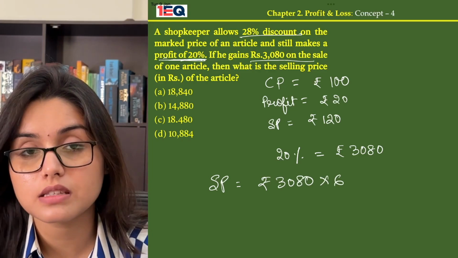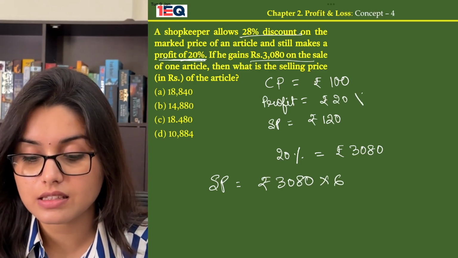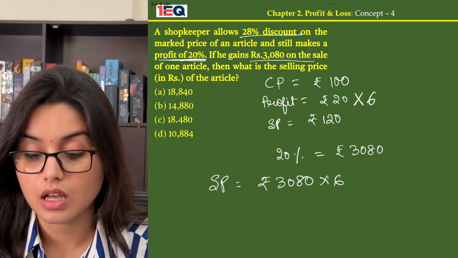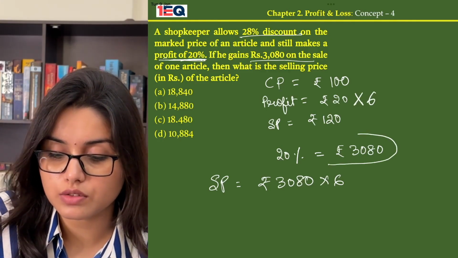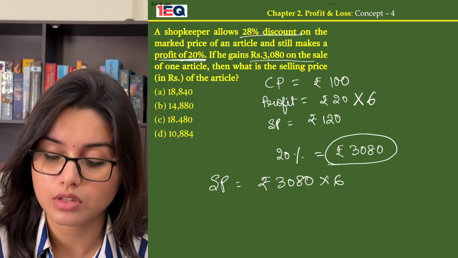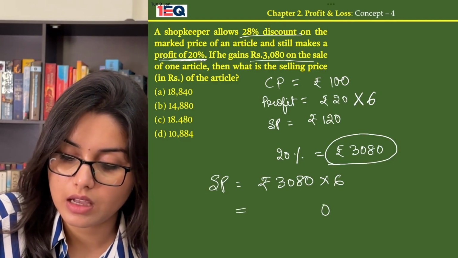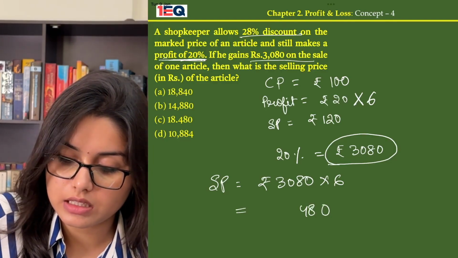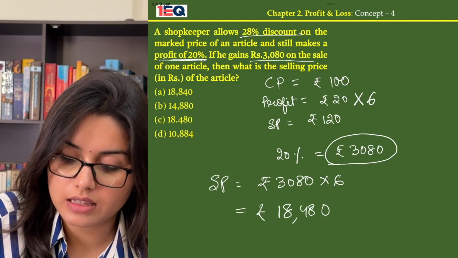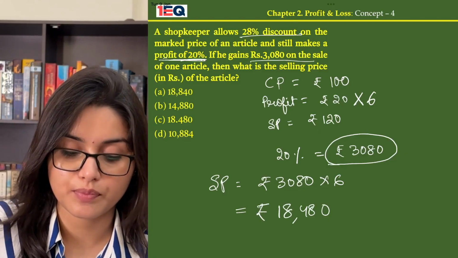Why multiply by 6? Now, if you see, my selling price is 6 times my profit. So, if my gain amount is 3080, my selling price will be 6 times that amount. So, 3080 into 6 gives me 18,480. So, my answer is 18,480, which is option C.